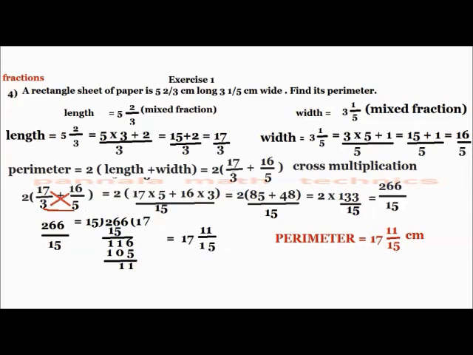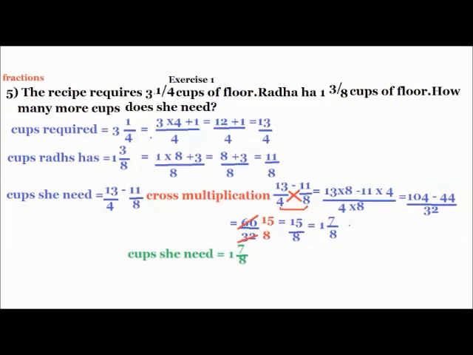Use the cross multiplication method, that will become 2 into 133 by 15, that will become 266 by 15. Now it's an improper fraction. Convert into mixed fraction. Divide 266 by 15. So that will become 17 11 by 15. So perimeter is equal to 17 11 by 15 centimeters.